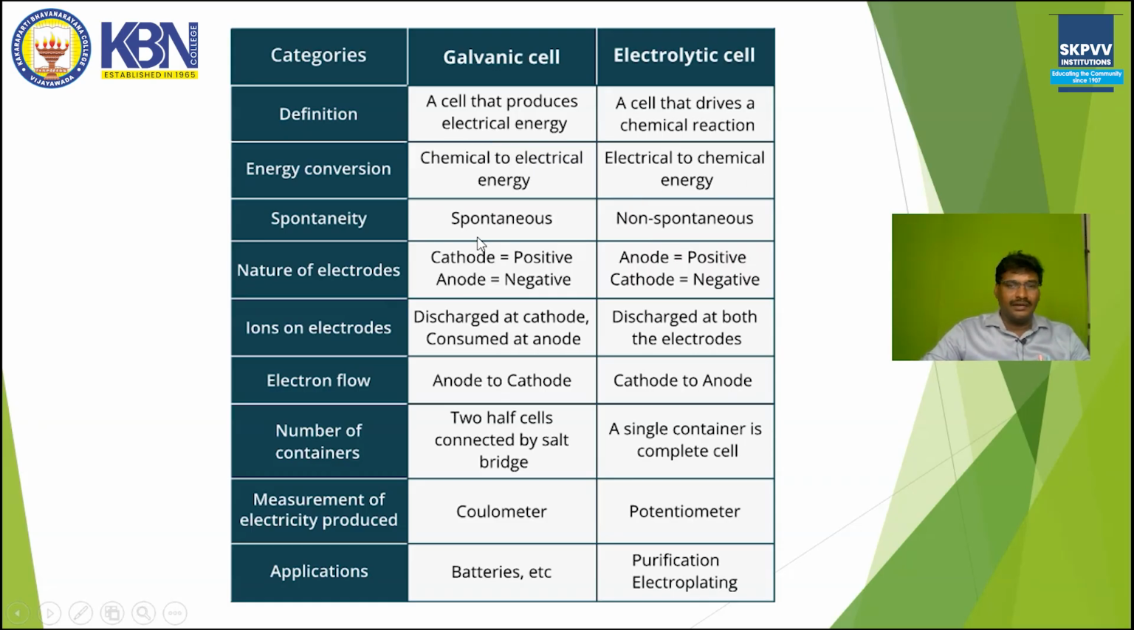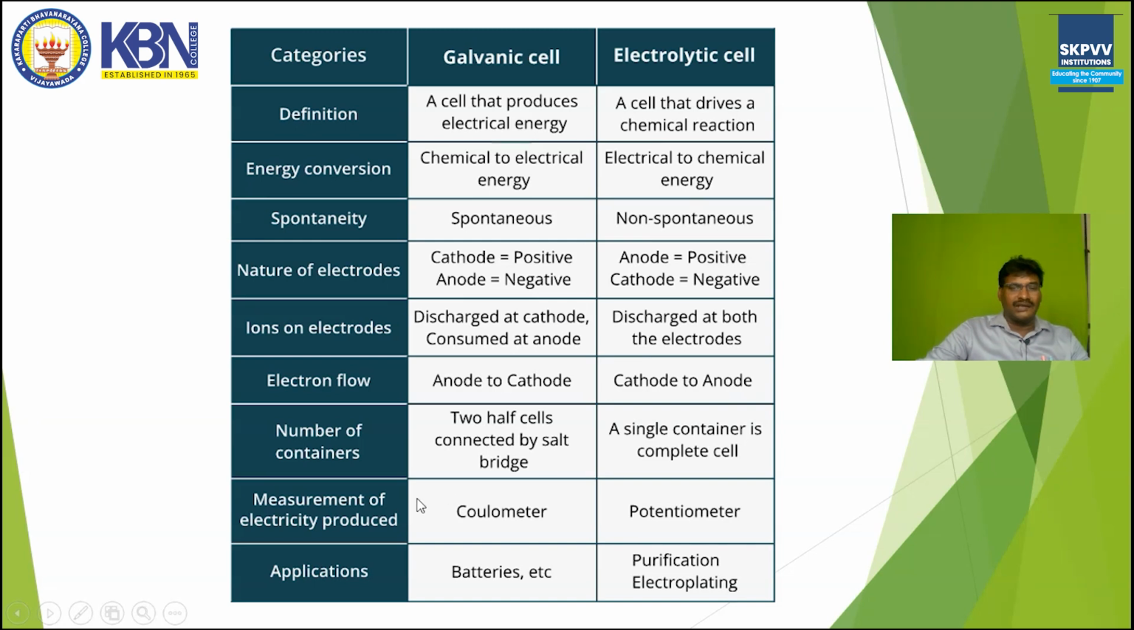In a galvanic cell the reaction is spontaneous. In an electrolytic cell it is non-spontaneous. In a galvanic cell or electrochemical cell, the anode is negative. Why? Because it is a source of electricity. The cathode is positive. In the case of an electrolytic cell, the anode is positive and the cathode is negative. These are the major differences between the electrochemical cell and the electrolytic cell.